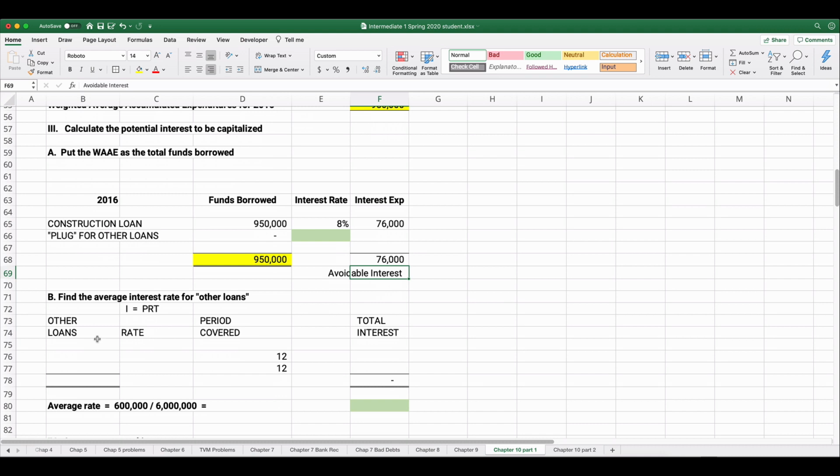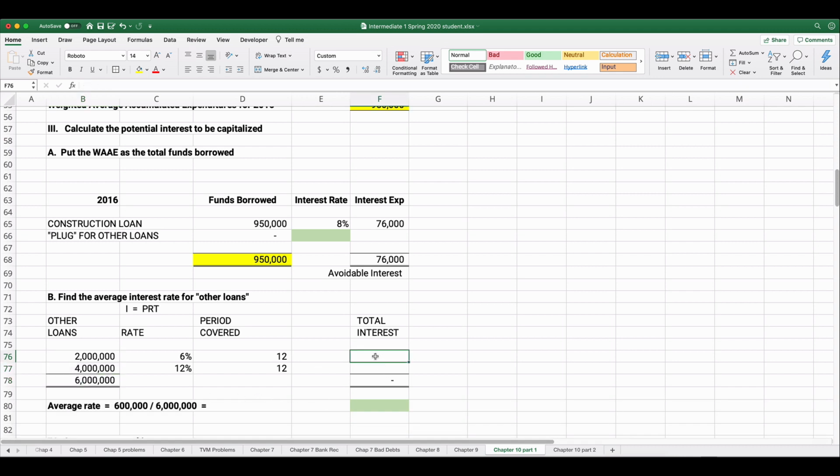All right, we're going to calculate the average interest on the other loans. So we have other loans. We need to figure out the rate and the period covered and everything. We have a $2 million loan that is at 6%. The rate is 6%. It's for a full 12 months. We have a $4 million loan, and the rate is 12%. So we have combined loans of $6 million.